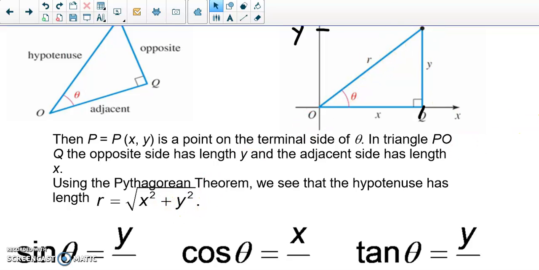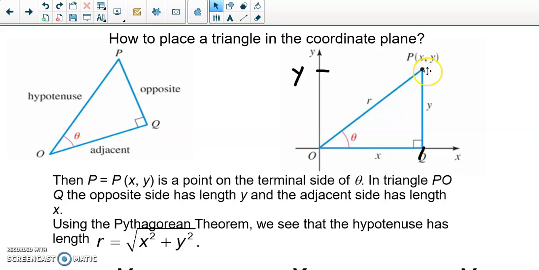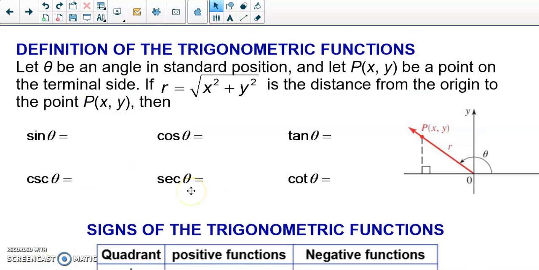Now, why do we call it r? It stands for radius, because if we drew a circle around this point, it's a radius of that circle, and we would call it the unit circle, which we will discuss later on. So we have more trigonometric ratios, as you know: sine, cosine, tangent, cosecant, secant, and cotangent.